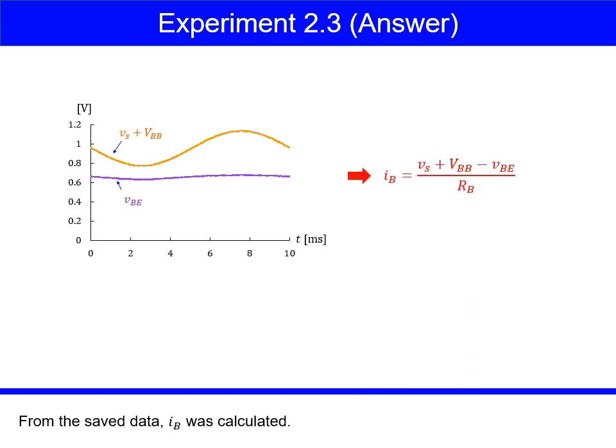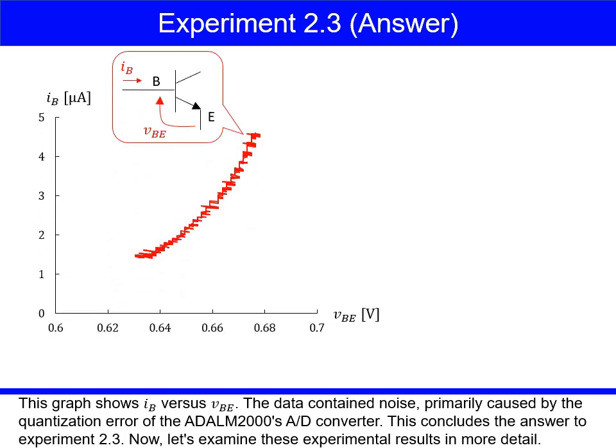From the saved data, IB was calculated. This graph shows IB versus VBE. The data contained noise, primarily caused by the quantization error of the ADALM2000's AD converter. This concludes the answer to experiment 2.3. Now, let's examine these experimental results in more detail.